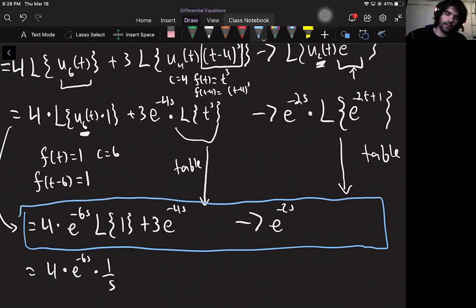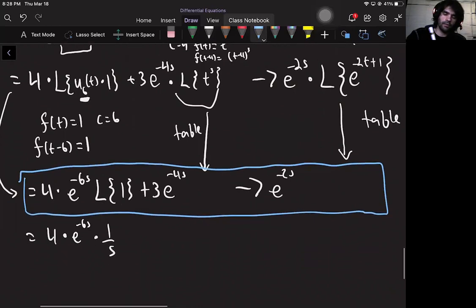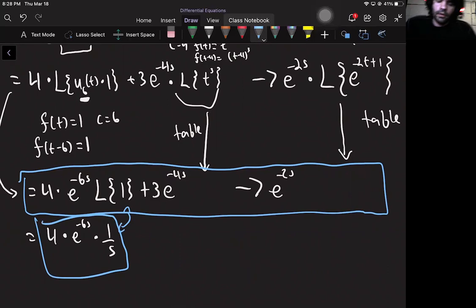I'll leave those blank. Oh, whoops. We already figured out this one. This one I remembered. Okay. I think I can remember this one. I think it's going to be 3 factorial over s to the 4th, if I remember. Right? But the other one I can't remember. Okay, so use the table.